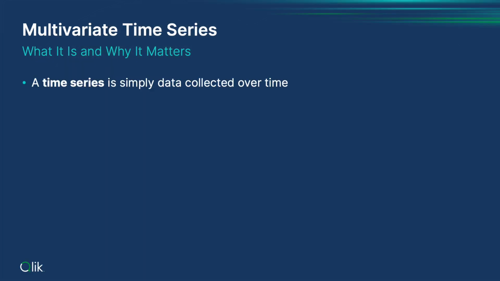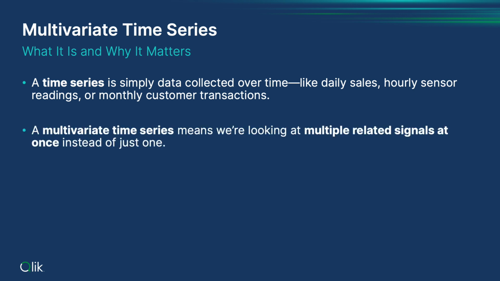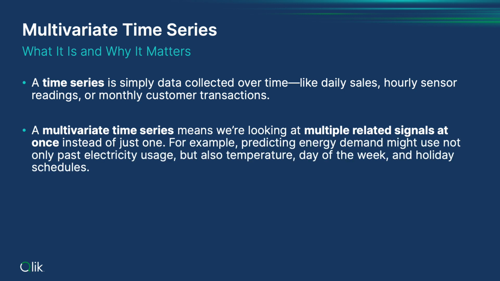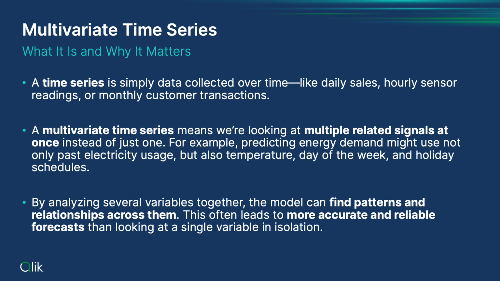Yeah, absolutely. At a simple level, a time series is just data collected over time, monthly customer transactions, for example. A multivariate time series means that we're looking at multiple related signals at once rather than just one. For example, you might see greater sales at the weekend or in the evening, different factors which are going to play a part rather than just saying generally we're trending in this direction. By analyzing all of these things together, we can get much more accurate and reliable forecasts.